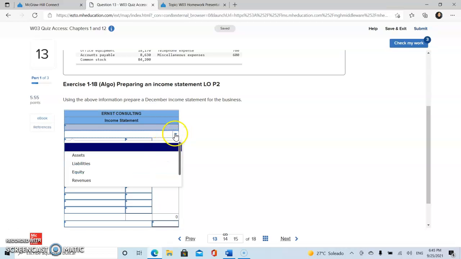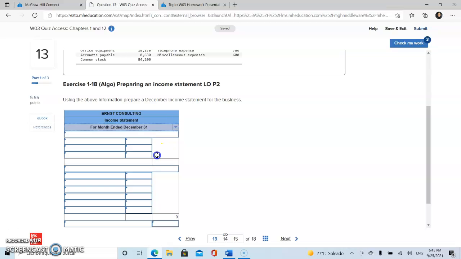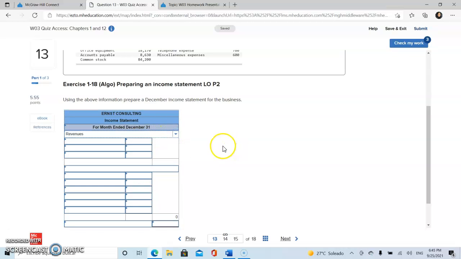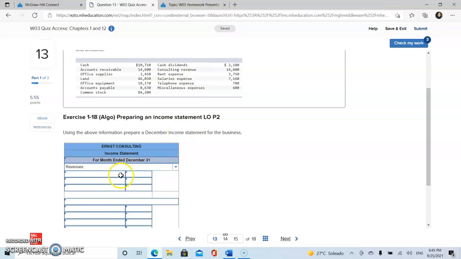In this case, December 31st. So then we're going to start with our revenues. Revenue is the total amount of income generated by the sale of goods or services related to the company's primary operations. The only revenue that we have in our list is consulting revenue. So we're going to put it right here. So this is going to be our total revenue.